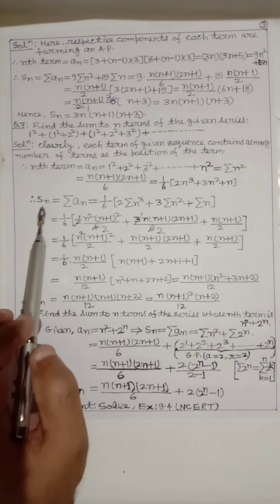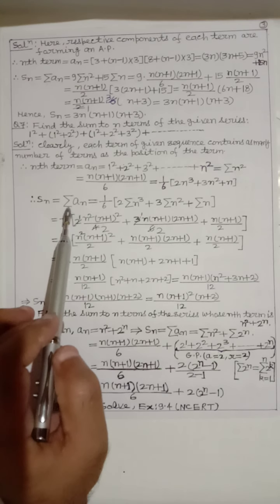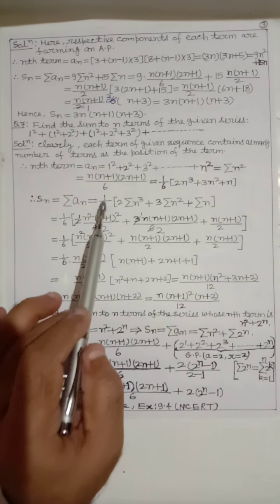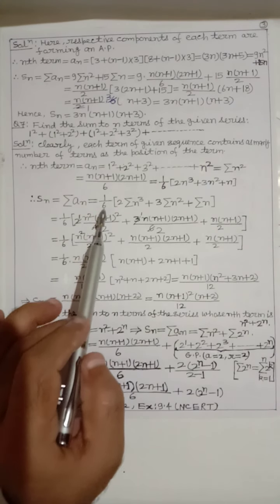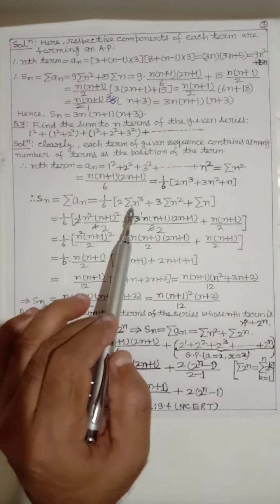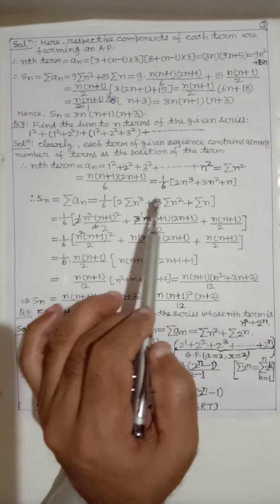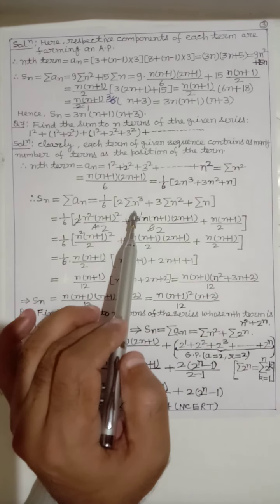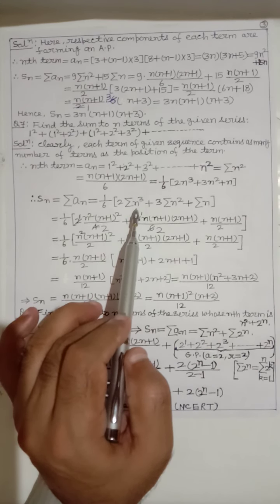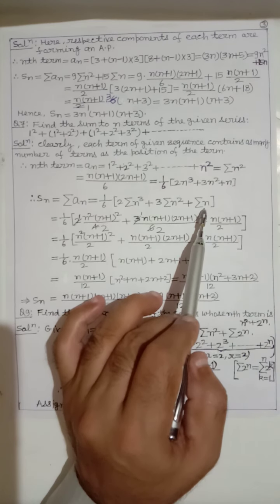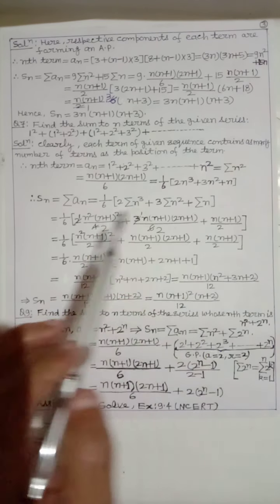Now Sn, this is equal to summation an, and this is equal to 1 by 6 into 2 summation n cube plus 3 summation n square plus summation n. And here already we know about summation n cube, summation n square and summation n, which we have discussed above. This is the sum of cubes of first n natural numbers. This is the sum of the squares of first n natural numbers. This is the sum of first n natural numbers.